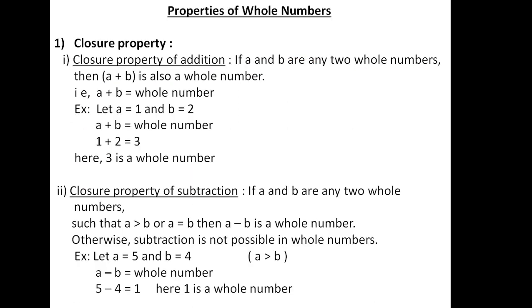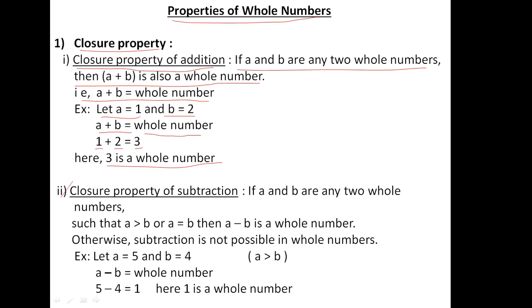Now we have to start properties of whole numbers. The first property is closure property. Under this, first is closure property of addition. In this, if a and b are any two whole numbers, then a plus b is also a whole number. It means that when we add any two whole numbers, the result will be a whole number. For example, suppose a equals 1 and b equals 2. When we add a plus b, it will be a whole number. Means when we add 1 plus 2, it will be 3. 3 is what? 3 is a whole number.